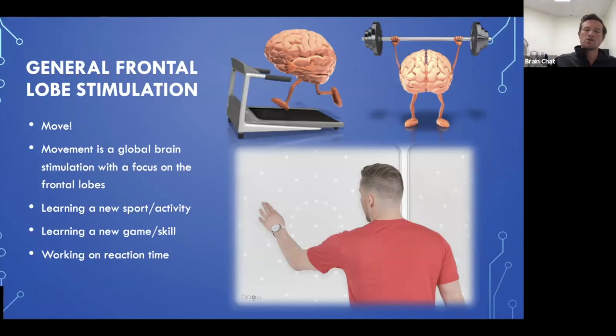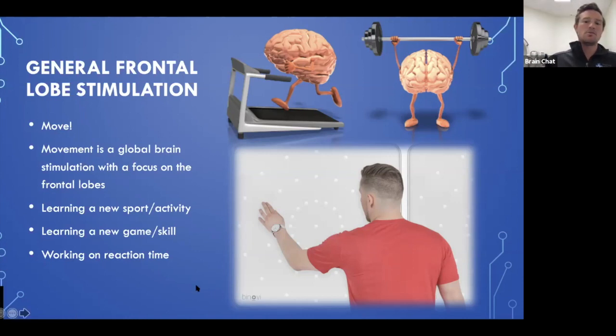We could also learn a new sport or get involved with a new activity. Learning some sort of new skill or game, having to think and do things consciously, is more of a frontal lobe exercise. And another way to do it, which a lot of athletes do, is working on reaction time.